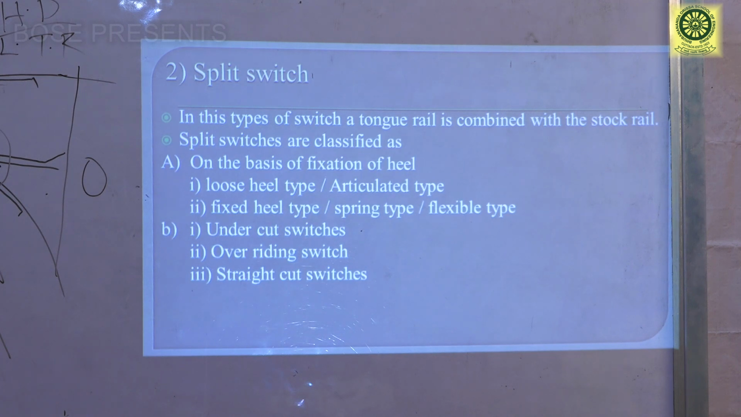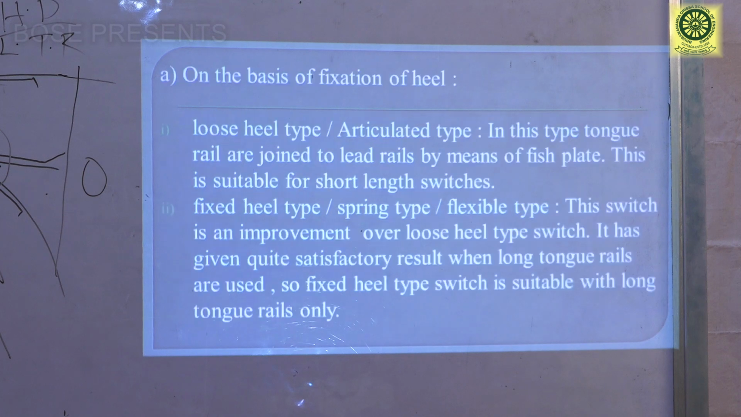So first come to the loose heel type or articulated type. Okay. So what is loose heel type? In this type, tongue rail is joined to lead rail by means of a fish plate. This is suitable for short length switch. Okay. In this case, tongue rail is jointed to lead rail by means of fish plate and fish bolt. This is suitable for short length.